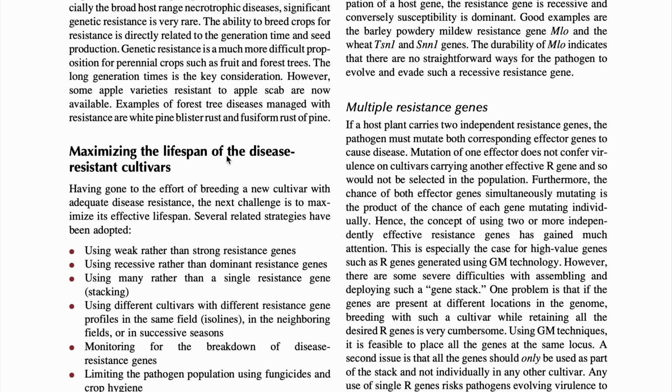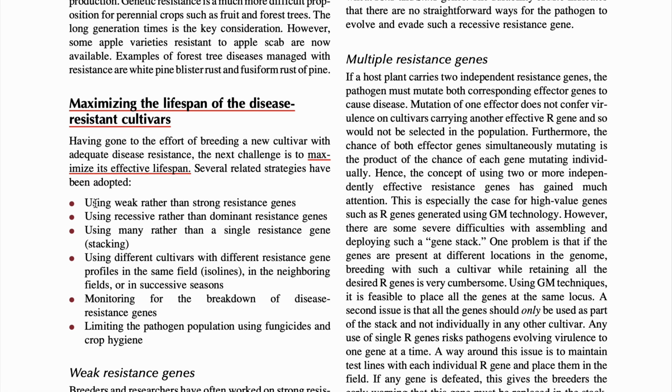Next, maximizing the lifespan of disease resistant cultivars. How can they increase or maximize the lifespan of these cultivars? Having gone to the effort of breeding a new cultivar with adequate disease resistance, the next challenge is to maximize the effective lifespan. Several related strategies have been adopted. Let's see what those are. Using weak rather than strong resistance genes, using recessive rather than dominant genes, using many rather than a single resistance gene, which is stacking.